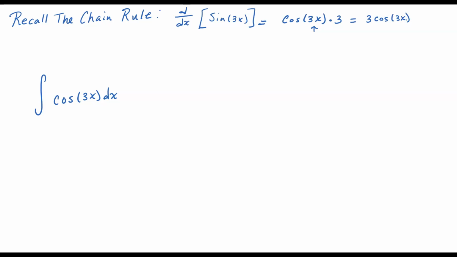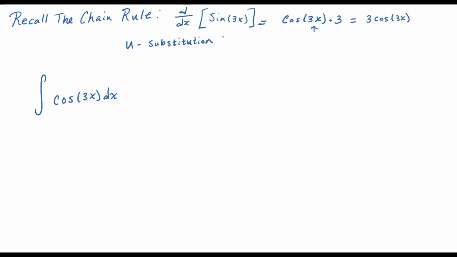Just like that. So now, what happens if we want to undo the chain rule through integration? Well, we have to do something called U-substitution. All right, so we're going to talk about U-substitution here in this very brief video.